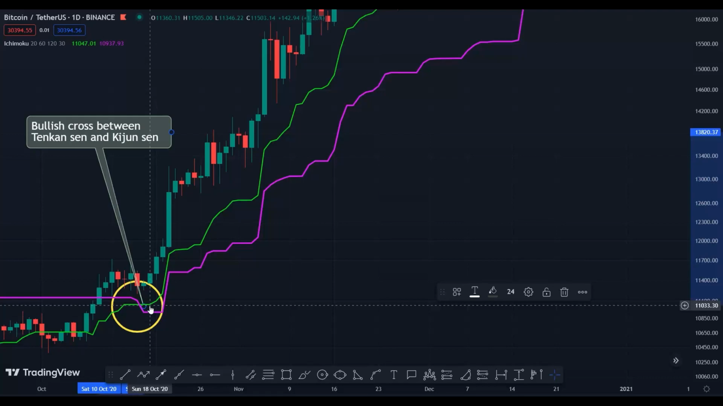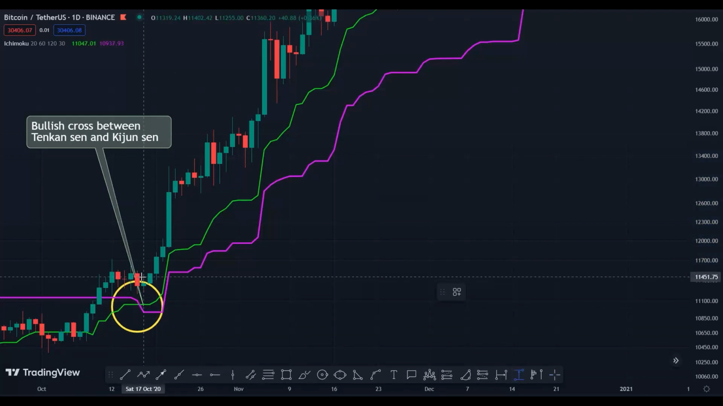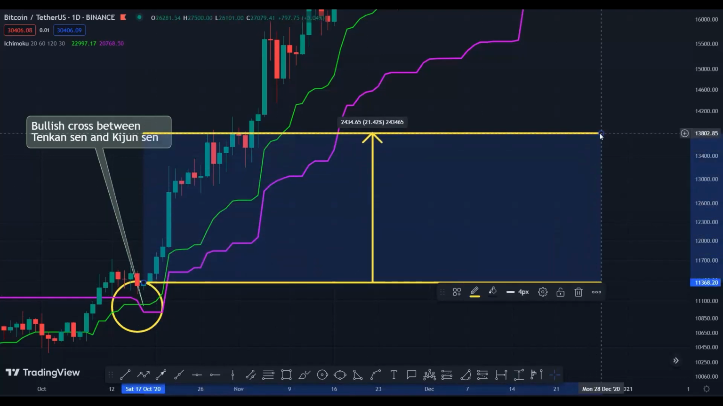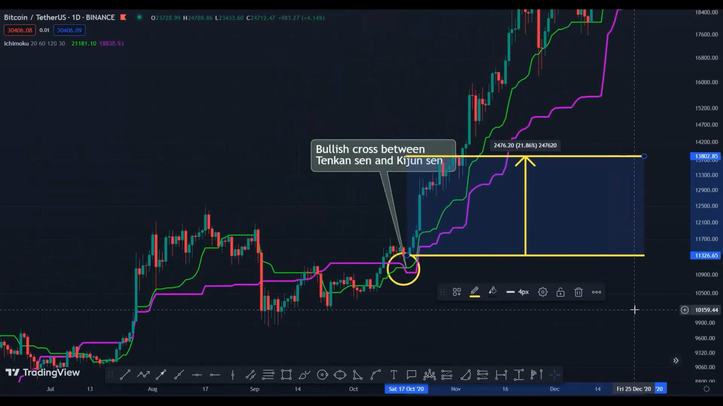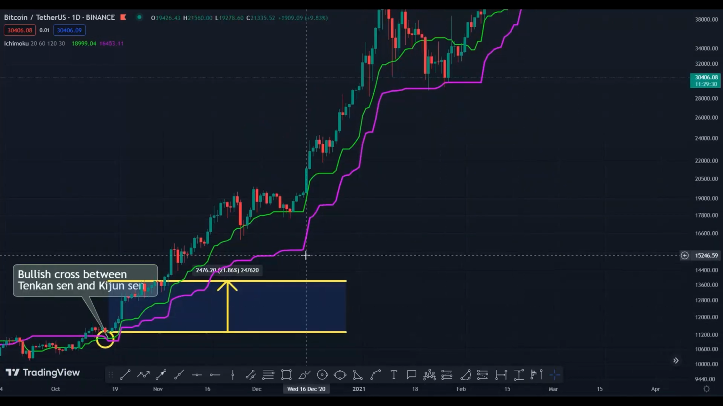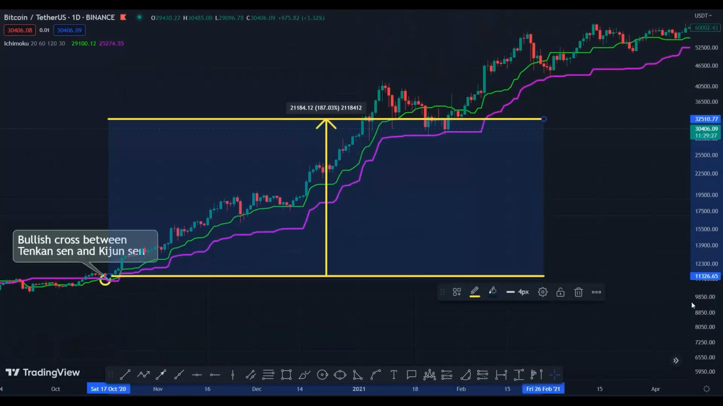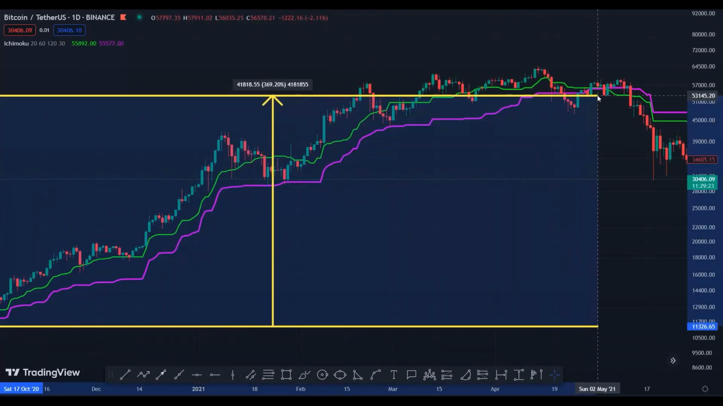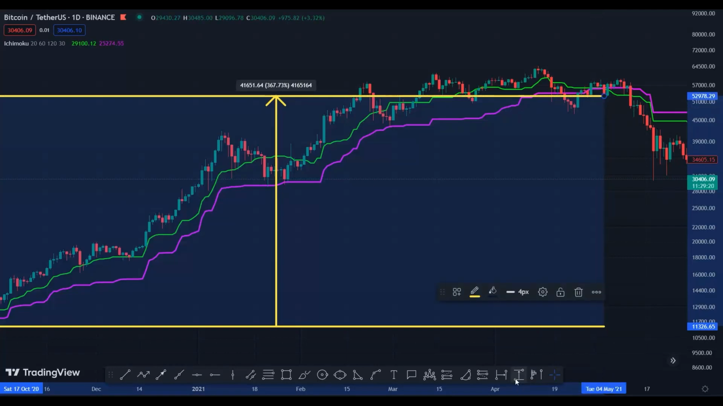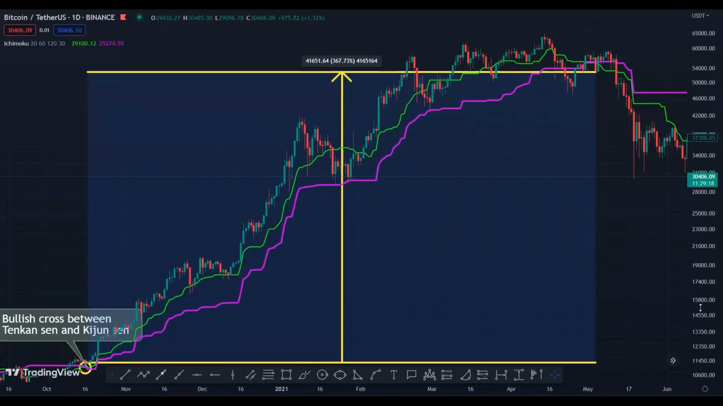We need several signs to open a long position. One of those signs is a bullish cross between the Tenkan-sen and Kijun-sen. So the bullish cross happened here. At the next candle here, if you open the long position, for example, I'm not going to tell you to buy just based on this sign, but if you open the long position just based on this indicator, you can hold it until here, where a bearish cross happened.